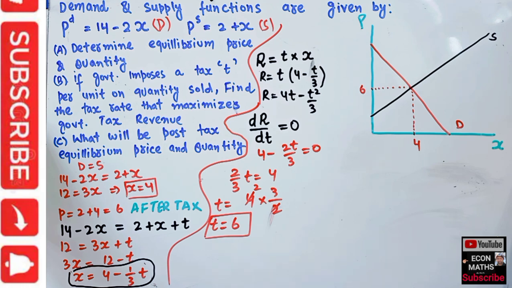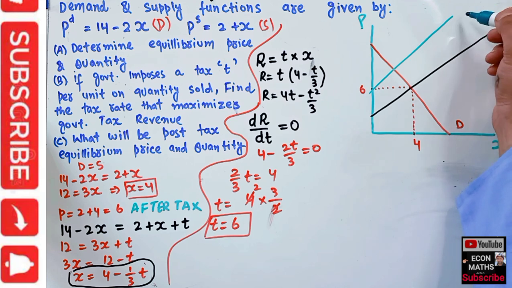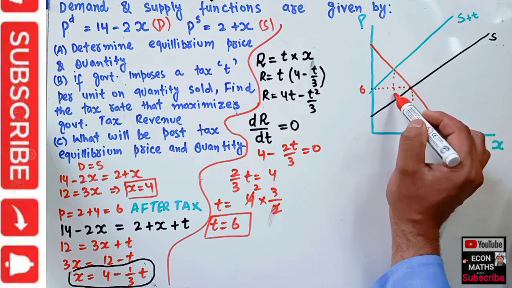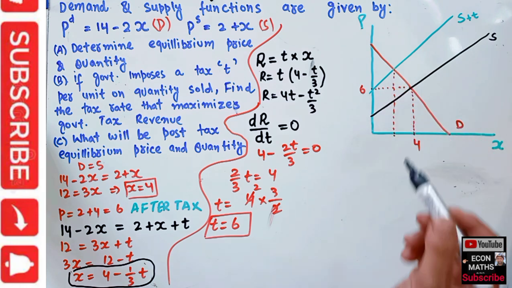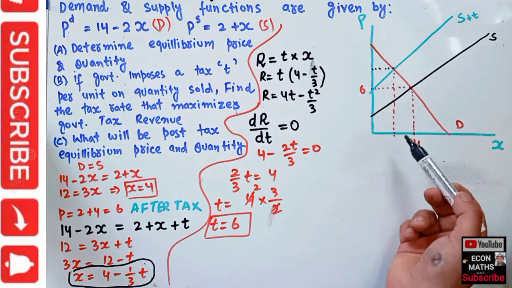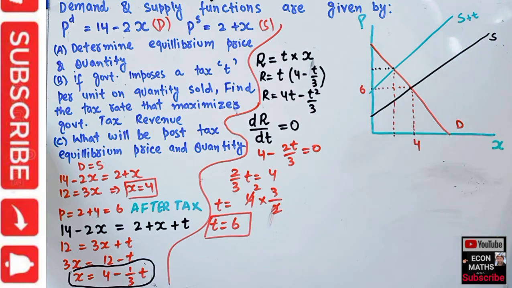Now, graphically, what exactly happens? The supply function shifts to S plus the tax rate. When the supply curve shifts, after tax, demand is equal to the new supply function. We will get less quantity at a higher price after the imposition of tax. What will be the post tax equilibrium price and quantity? We need to find out.